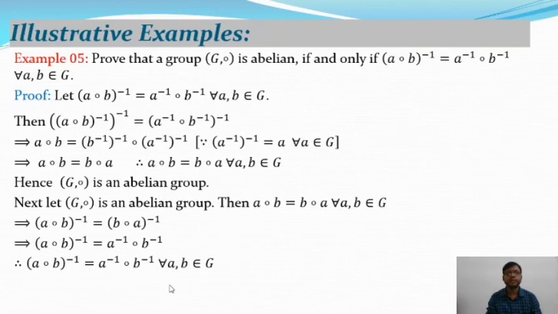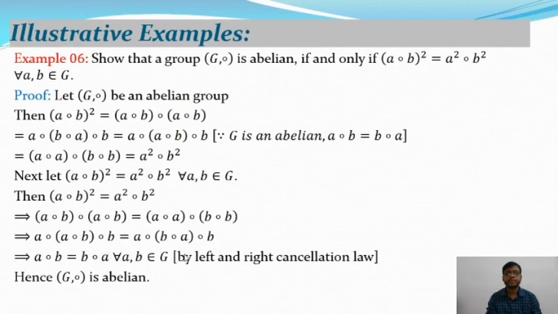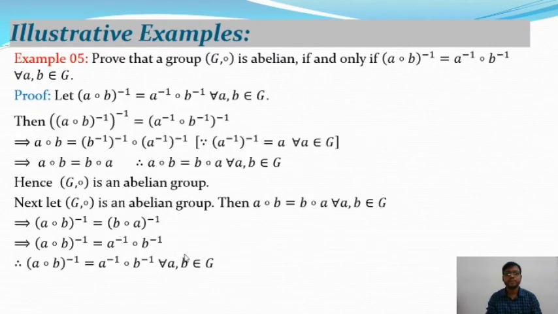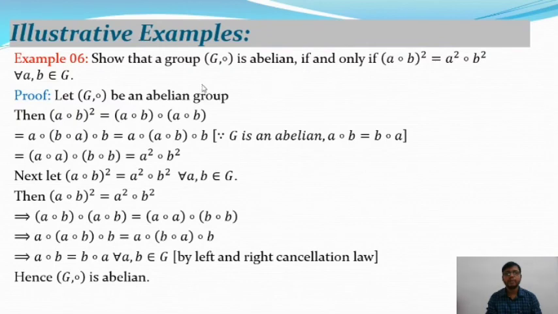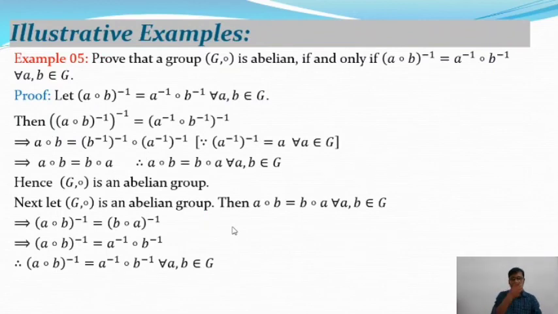And this is the proof of the fifth example on order of a group. And after that we will take the sixth example on the order of a group. That the group (G, ∘) is abelian if and only if (A ∘ B)² = A² ∘ B². Let us move on to the next slide.